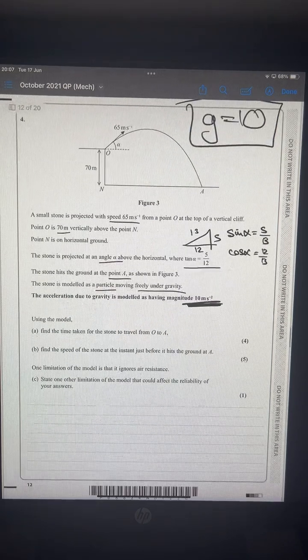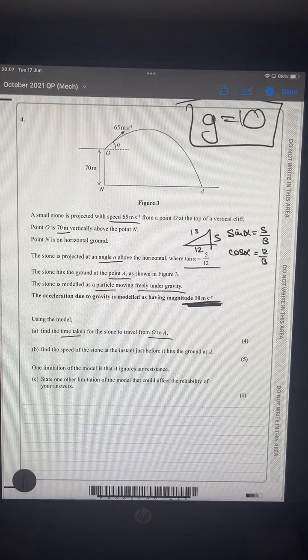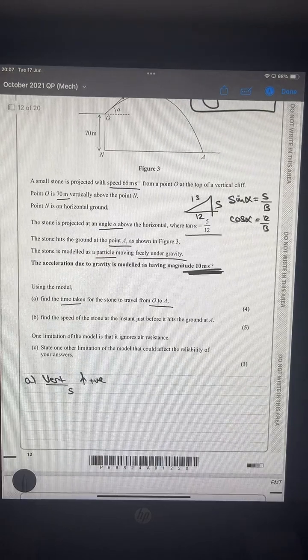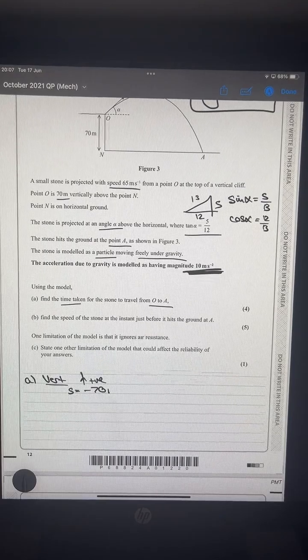All right, cool. Reading the question, find the time taken for the stone to travel from O to A. So I need to find the overall time for that. Remember, with a projectiles question, we're just going to do horizontal and vertical motions separately. For this one, I can easily just do the vertical motion and find when the vertical displacement goes from 0 to negative 70. So, part A, doing my vertical motion first, and I'm going to take upwards as my positive, okay? So my displacement, because I'm going down, is going to be negative 70 meters.